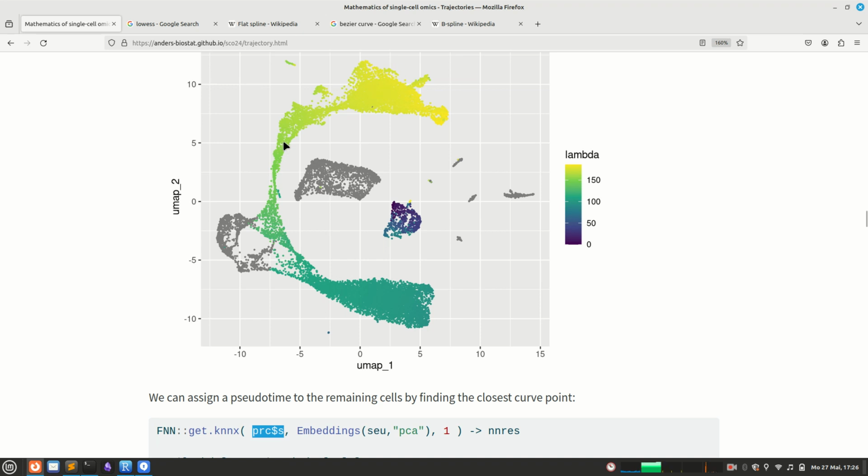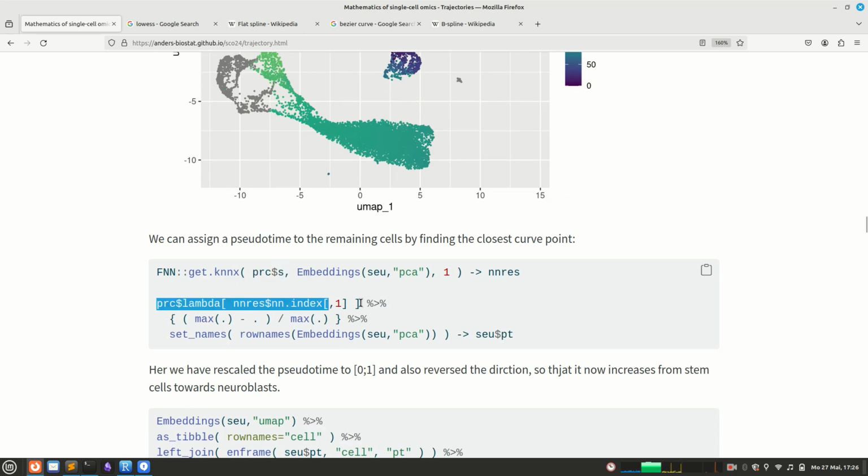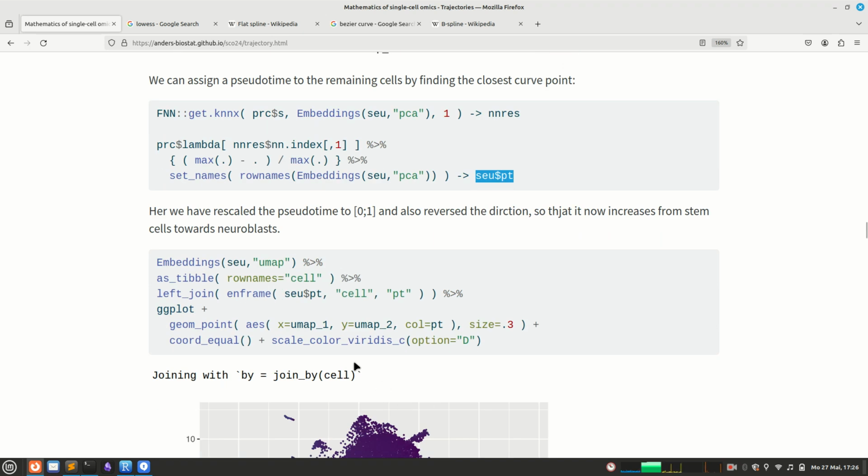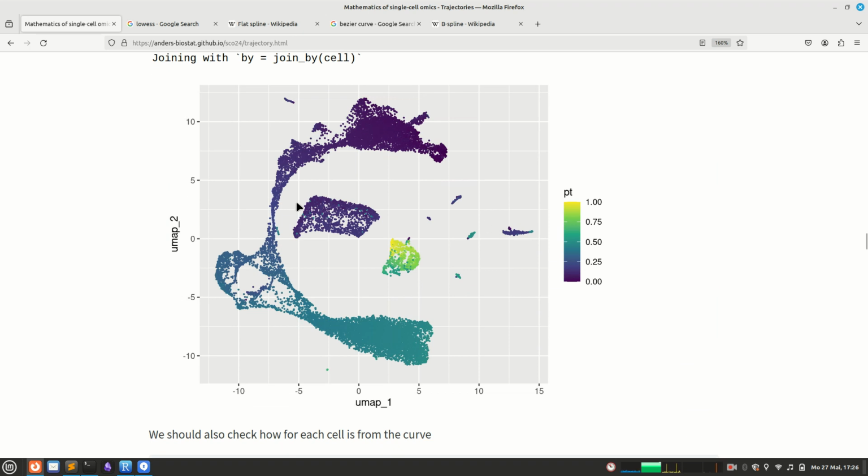So I ask, for each gray cell, which colored cell is closest to it. And then I assign the gray cell the same pseudotime as the colored cell. That's what I do here. And here I just rescale the pseudotime so that it goes from 0 to 1 because I find this nicer. And assign this now to the Seurat object's pseudotime variable. And then I can replot this again. And now you can see these things here have gotten the same pseudotime as we have here in between.